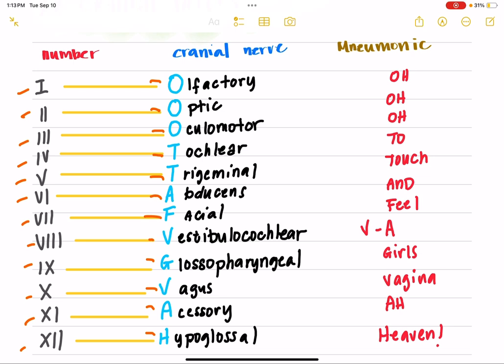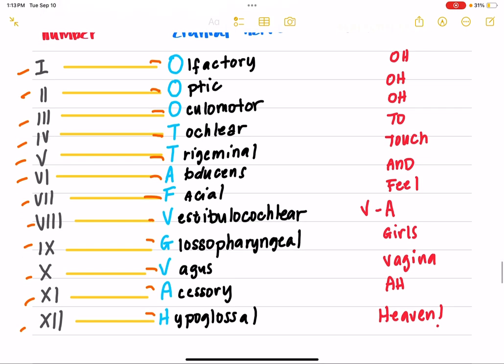Okay. How about the abducens? Ang abducens, motor to one intrinsic eye movement. And the facial is sensory, taste, motor to muscles of facial expression, parasympathetic to salivary and tear glands.